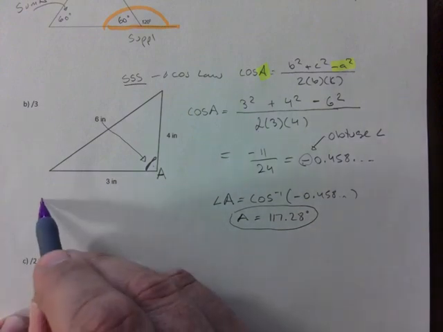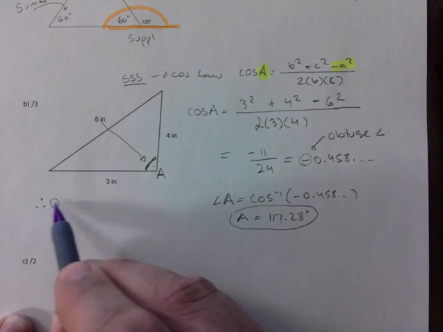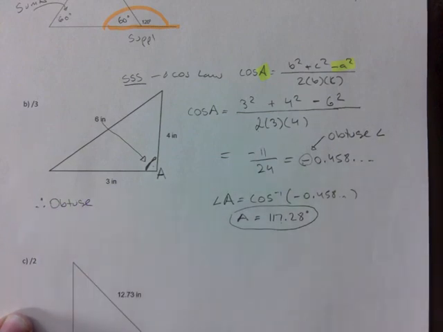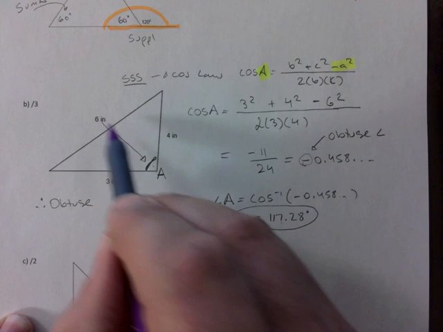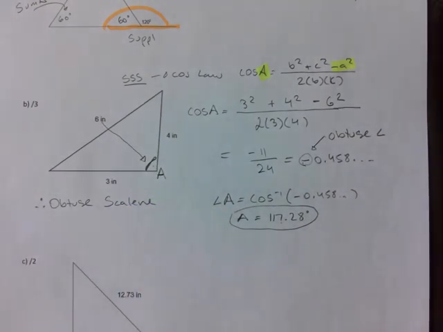So therefore, can we name this thing? We can stop because we've got that obtuse angle. So therefore, it's obtuse. And because all three sides measure differently, we are done. We say obtuse scalene.